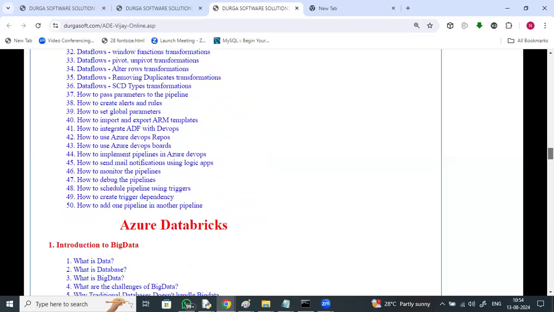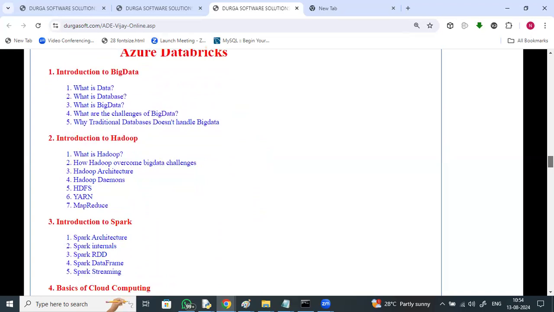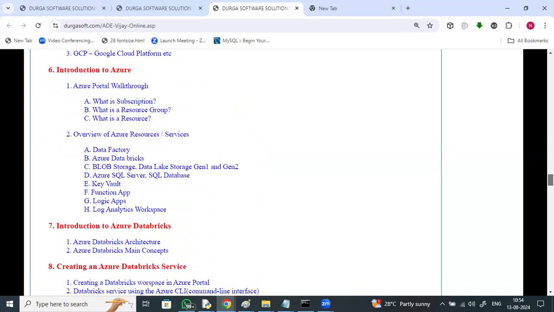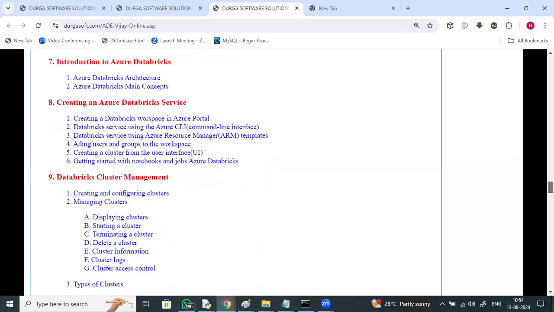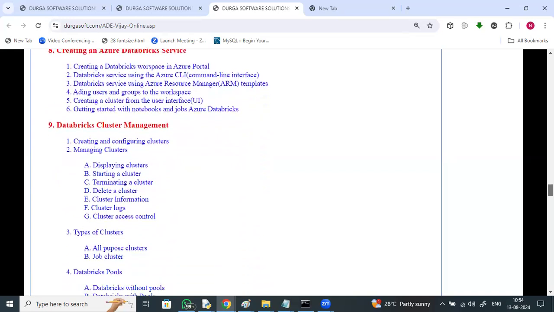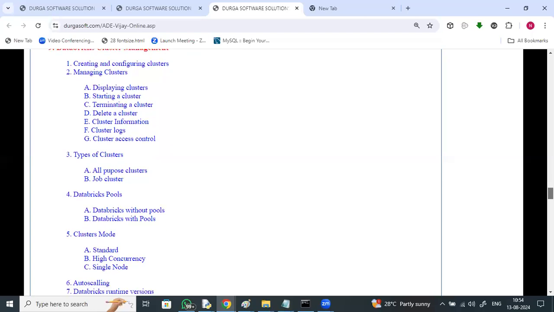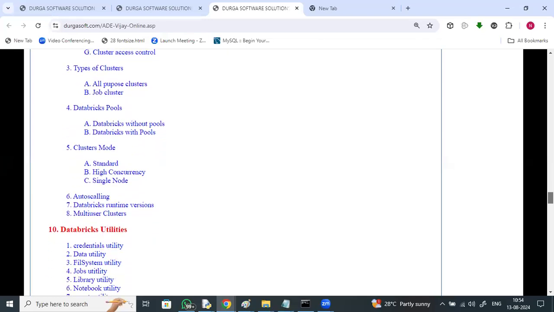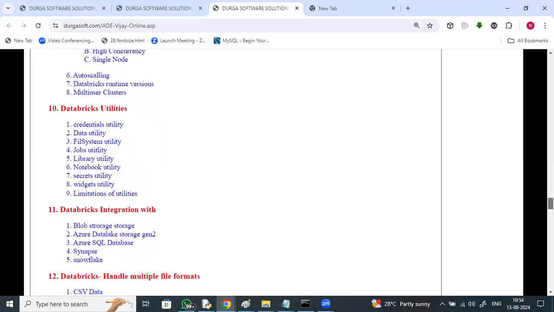These things. Coming to Databricks, before I go with Databricks, some knowledge on big data, Hadoop, Spark, cloud computing, and Azure. Creating an Azure Databricks service, Databricks cluster management, displaying clusters, starting a cluster, terminating a cluster, deleting a cluster, cluster logs, all-purpose cluster, job clusters, Databricks pools, cluster mode, Databricks runtime versions, Databricks utilities, data utility, job utility, library utility.